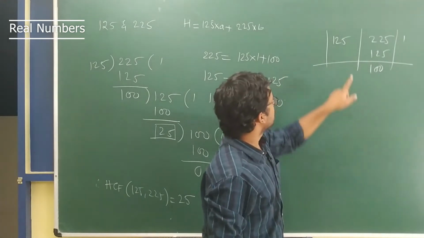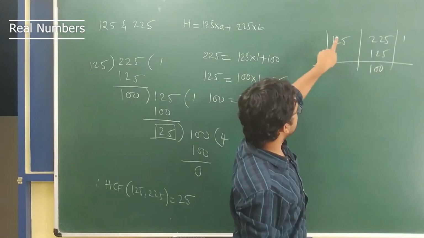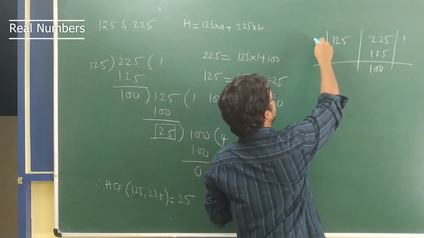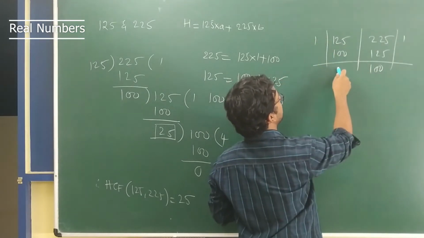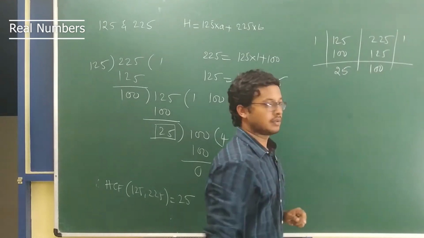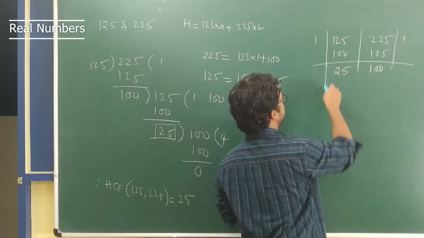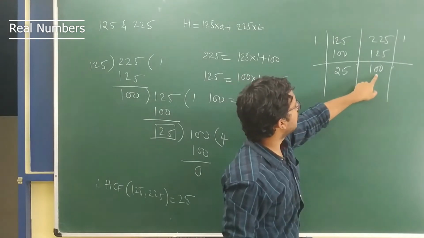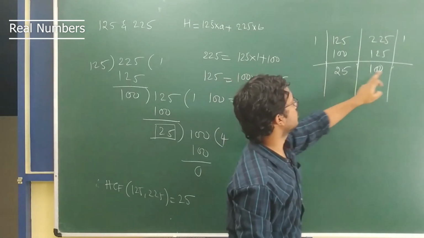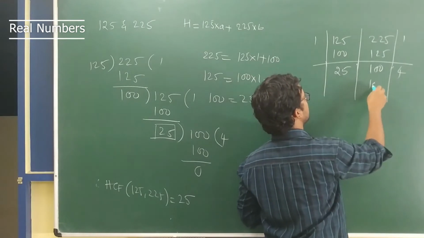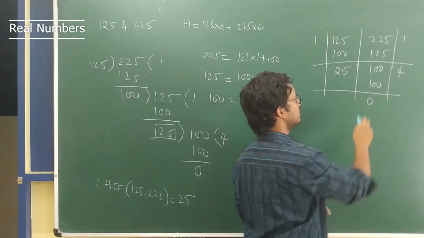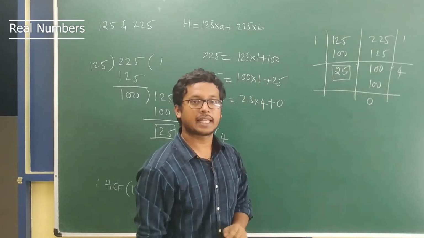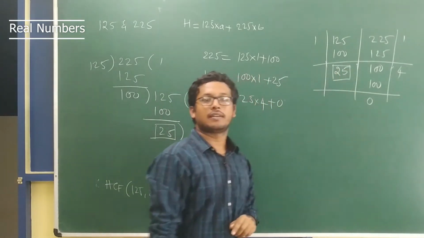100. So now the previous divisor is here, the remainder is here. So you express 125 now in terms of 100. So 100 ones are 100. So now it is 25. Correct? Now the previous divisor is here, the new remainder is here. So now we express 100 in terms of 25. So 25 fours are 100. Now the remainder is 0. So once the remainder becomes 0, the previous divisor itself is the HCF. So here the HCF is 25.